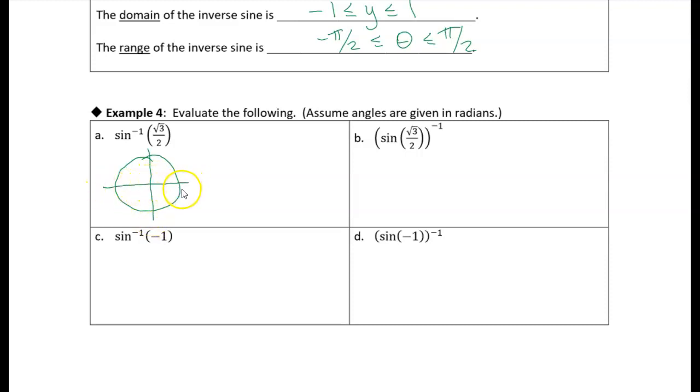Okay, so sine is the y-coordinate of a point on the unit circle. So we're looking for an angle that has that sine value, so the y value. So this is going to be square root 3 over 2, and of course the radius of the unit circle is 1. Now this is where you can use your unit circle to figure it out.